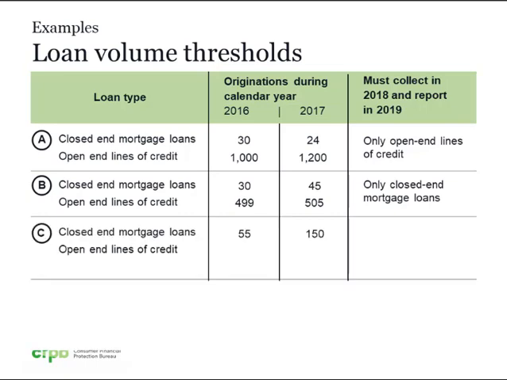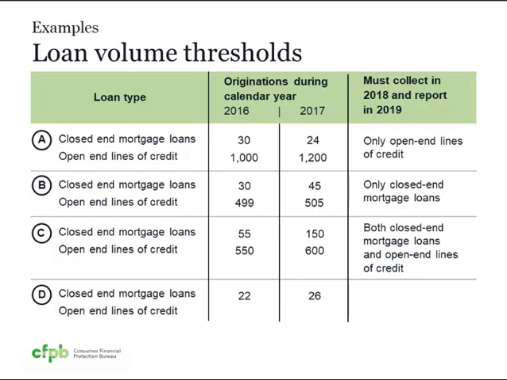Let's move on to Institution C's origination volumes. In 2016, Institution C originated 55 closed-end mortgage loans and 150 in 2017. For its open-end lines of credit, it originated 550 in 2016 and 600 in 2017. Here, Institution C will be required to collect data on its 2018 closed-end mortgage loans and open-end lines of credit because, unlike Institutions A and B, Institution C's origination volumes for closed-end and open-end met or exceeded the loan volume thresholds for both 2016 and 2017.